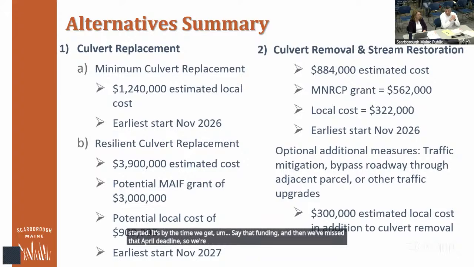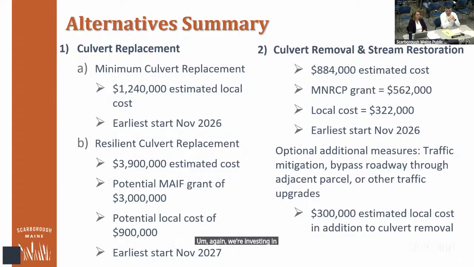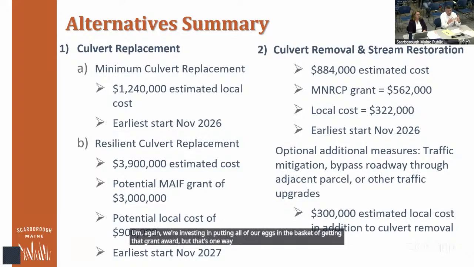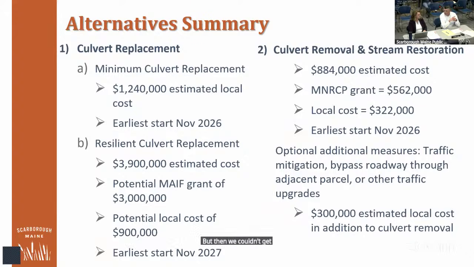year. There are some things we could do, with your budget approval, to advance design to get ahead of things in permitting. Again, we're putting all of our eggs in the basket of getting that grant award, but that's one way to get things in place. And when the money comes, we can move as quickly as the regulations allow. But then we couldn't get reimbursed for the design if we do it ahead of the grant. I'm anticipating Councilor Anderson asking that question.